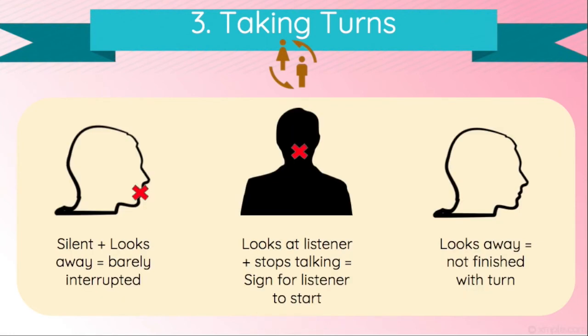Based on a study, if a speaker is silent and looks away, that means you're giving your attention to something else and not to the other speaker. It's like you're not waiting for his or her reply. You're barely interrupted. It means probably you're just thinking of what else to say. But when a person looks at a listener and stops talking, it's a sign that the listener can start, that you're waiting for his or her reply or response.